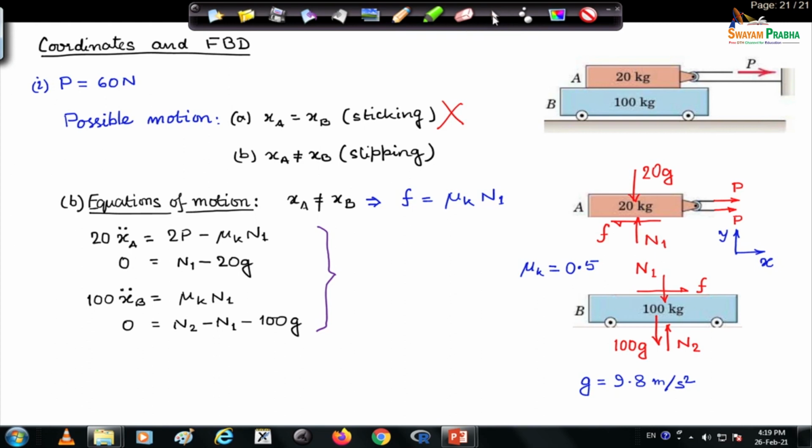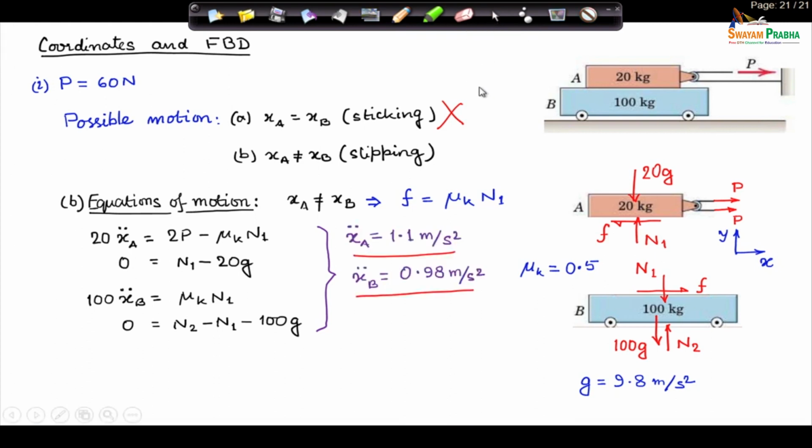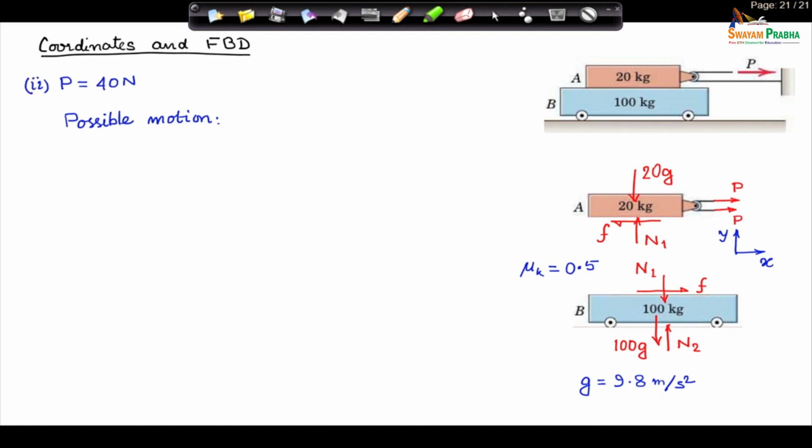Now, you can solve, because we have unknowns x a double dot and x b double dot, and of course, N1 and N2. So, x a, x b, N1, N2, we have 4 unknowns and 4 equations, so we should be able to solve. I have solved for x a double dot and x b double dot, which gives me the acceleration of the two blocks. The acceleration of block A is 1.1 meters per second square, and x b double dot is 0.98 meters per second square, both are positive, therefore, both will move to the right.